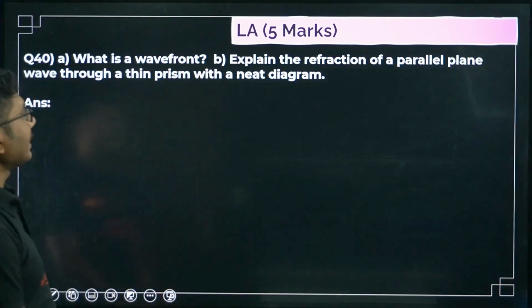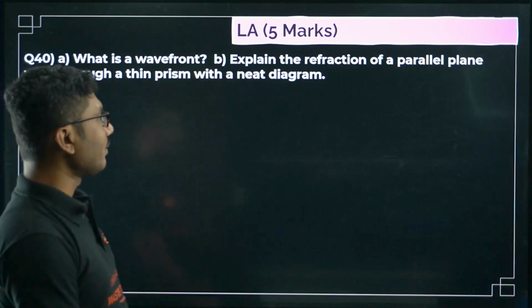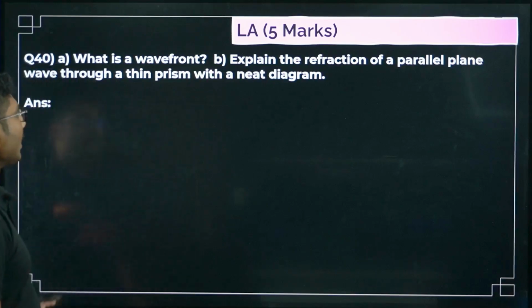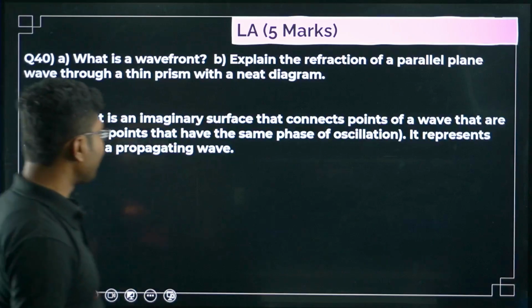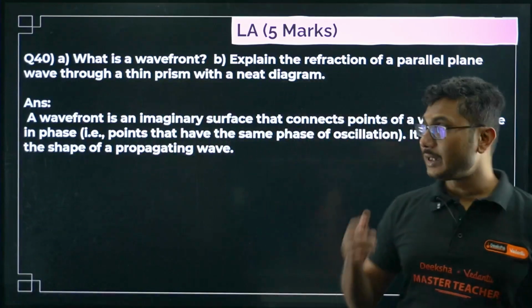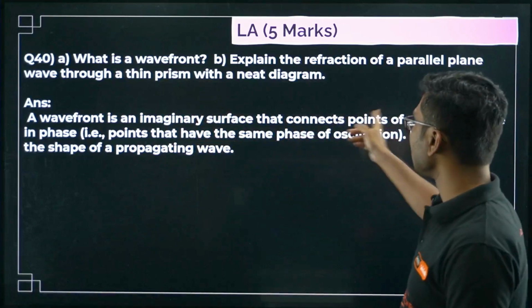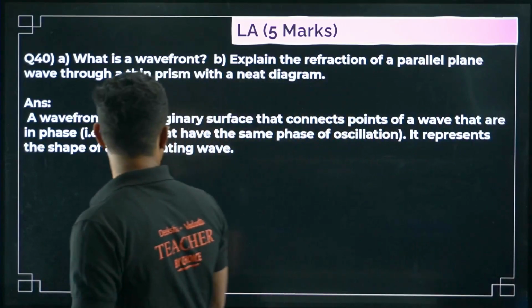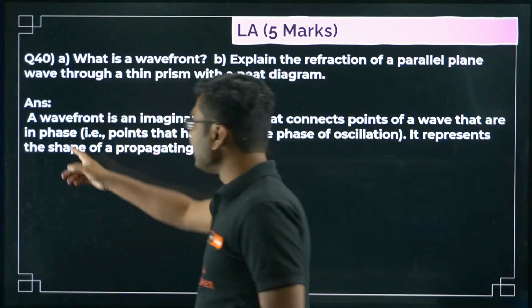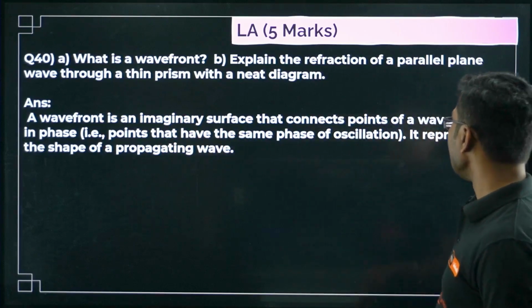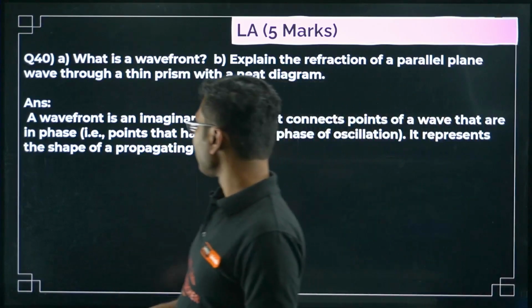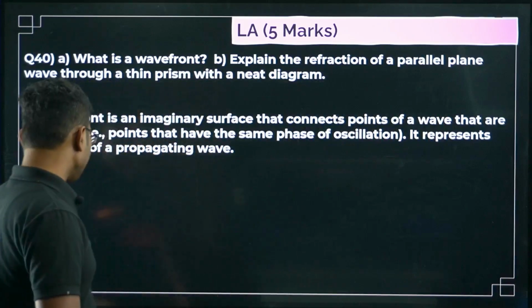What is a wavefront? Explain the refraction of parallel plane wave through a thin prism with a neat diagram. So let's see the definition of wavefront. A wavefront is an imaginary surface that connects points of a wave that are in phase, that is points that have the same phase of oscillation. It represents the shape of the propagating wave. So this is called wavefront.